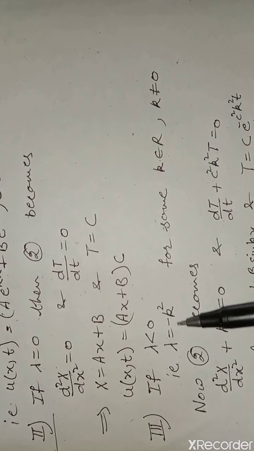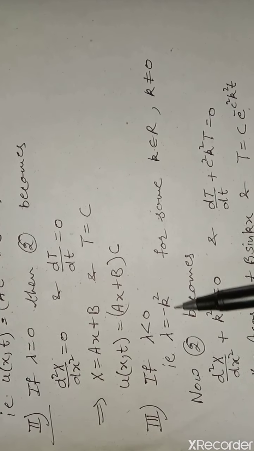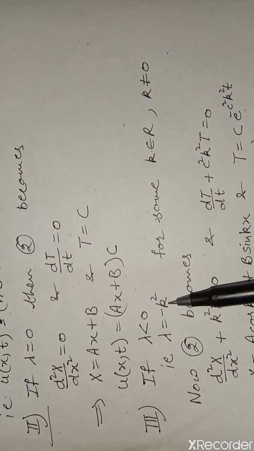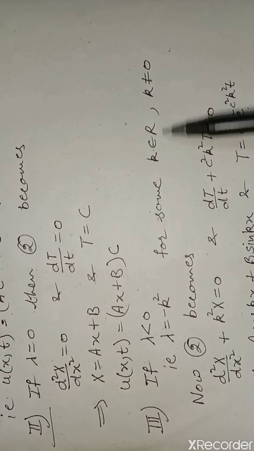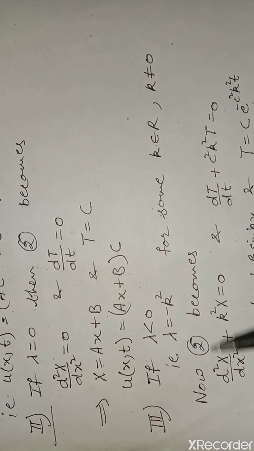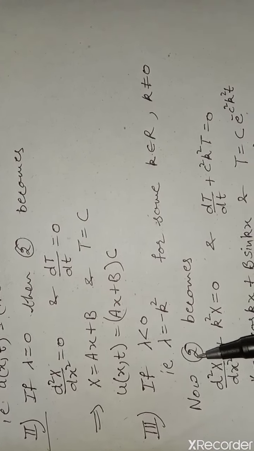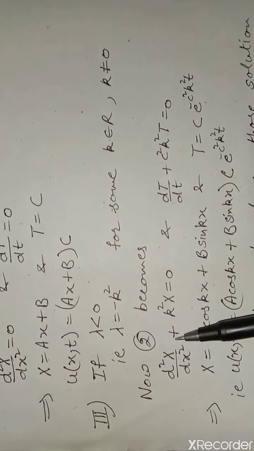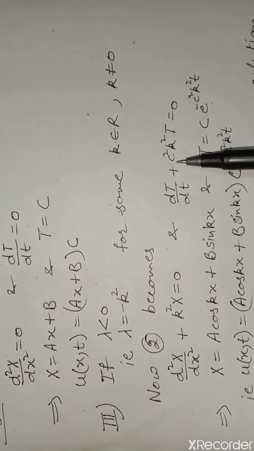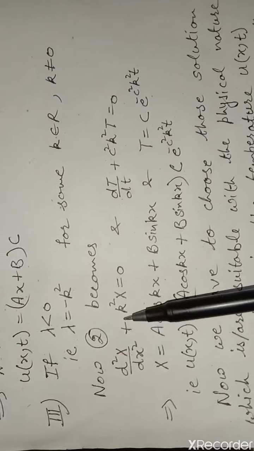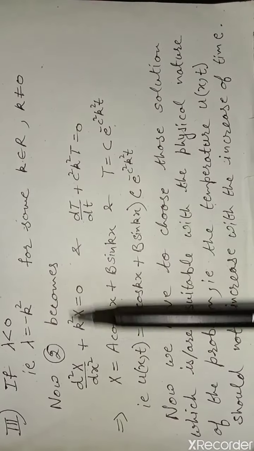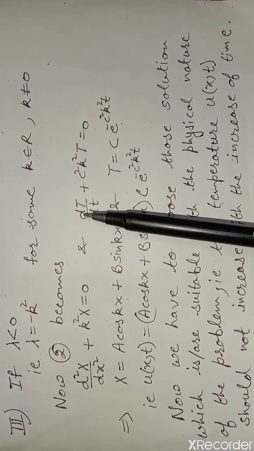So lambda can be expressed as negative of some positive number. Positive number means some k square for some real number k, where k is not equal to 0. Now the differential equations from equation 2 become these two differential equations. Again, both are linear differential equations with constant coefficients.